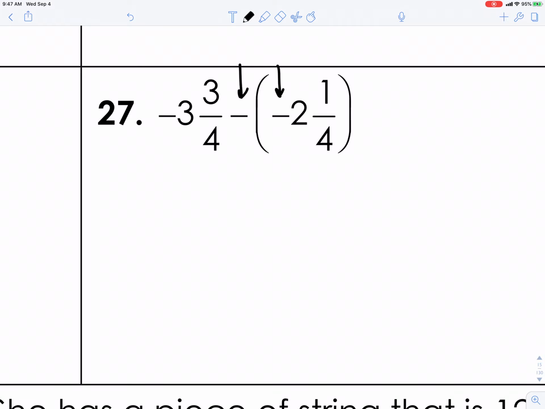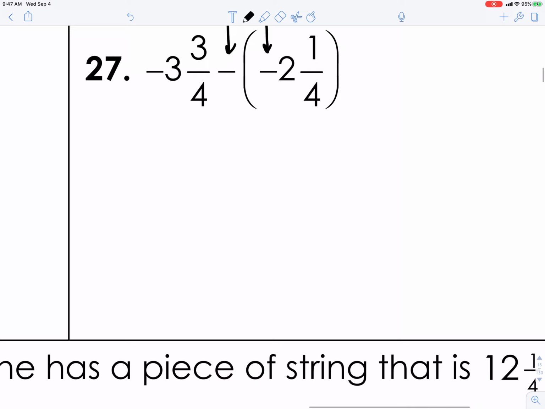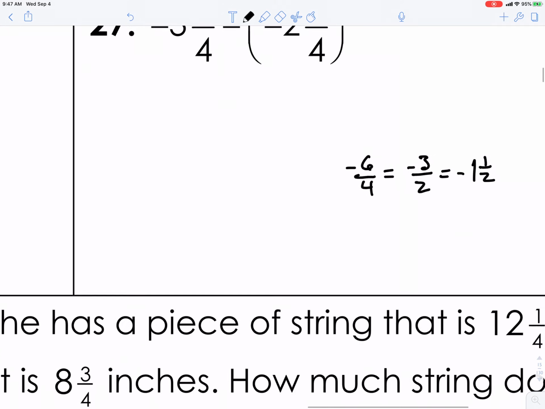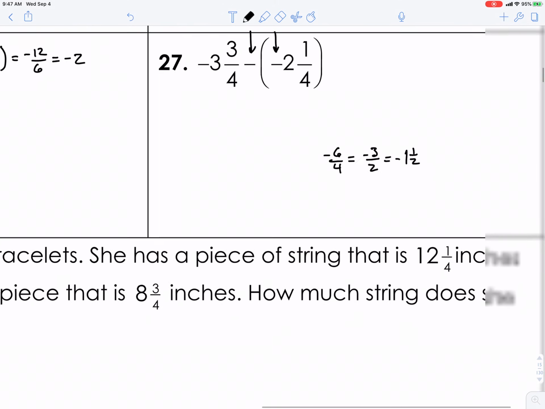Now, what you should have got if you tried this problem on your own would be -6/4, which can be reduced to -3/2, which again can be turned into a mixed number, which is -1.5. Those would have been the answers if you got that one correct. Let's go to the application part of this.